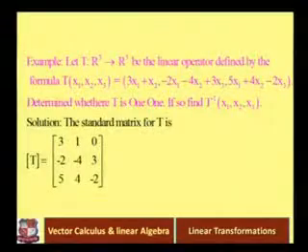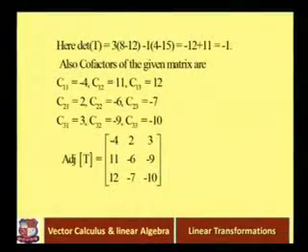Now you can see on the screen, C11 is minus 4, C12 is 11. Similarly, C13 is 12. C21 is 2, C22 is minus 6, C23 is minus 7, C31 is 3, C32 is minus 9, C33 is equal to minus 10. These two subscripts denote the row and the column where that element is.